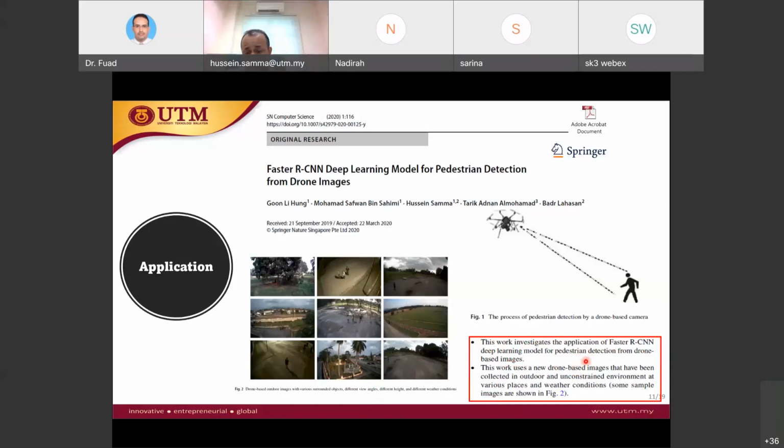At the same time, we are introducing a new data set. All this data was collected by us. But when we are talking about the data, it's not enough to just collect the data and use other models as they are.